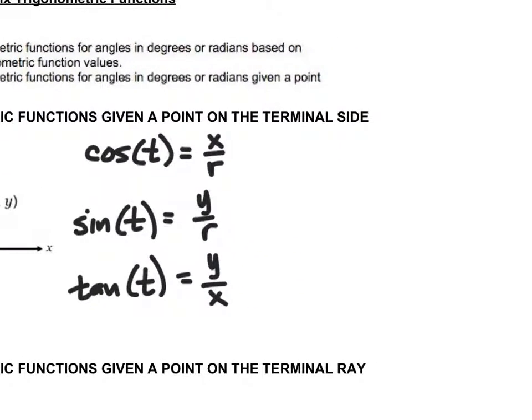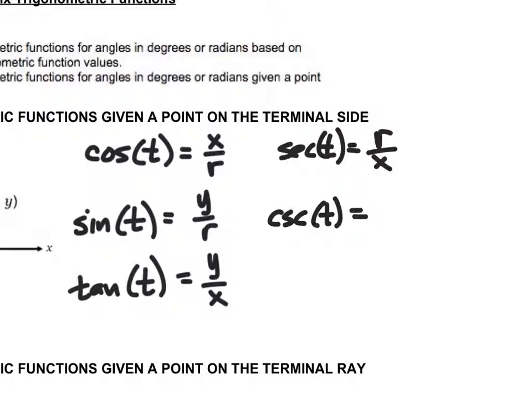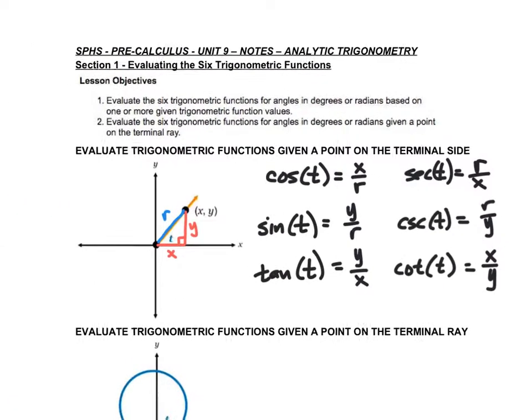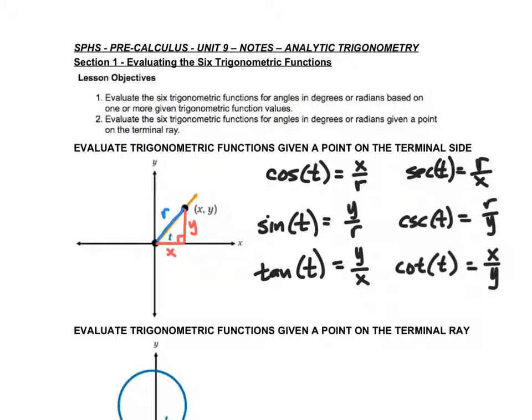Now we can also do the reciprocal trig functions, so I can do secant of t. And that's simply just going to be the reciprocal of what I got for cosine. So that's going to be r over x. If I wanted to find cosecant of t, that's the reciprocal of my sine function, so that's going to be r over y. And then if I wanted to find cotangent of t, then that's just the reciprocal of my tangent function, so that's going to be x over y. And so that's generally what we're doing when we have these.